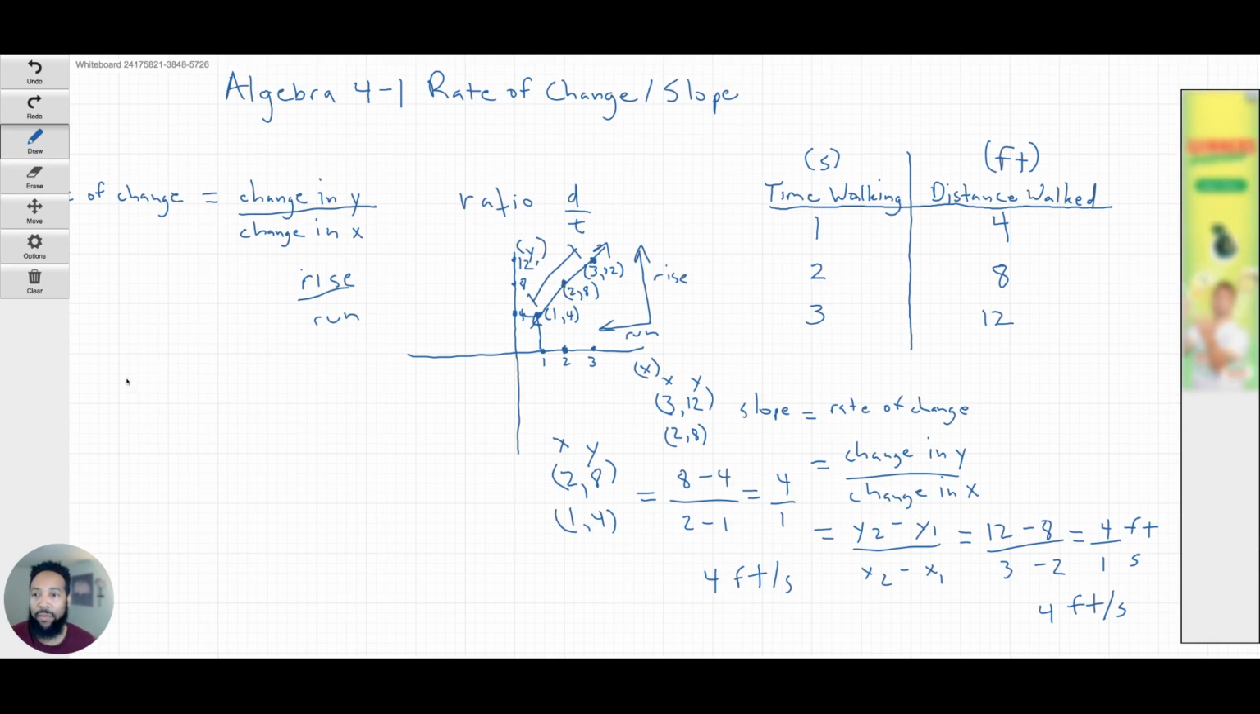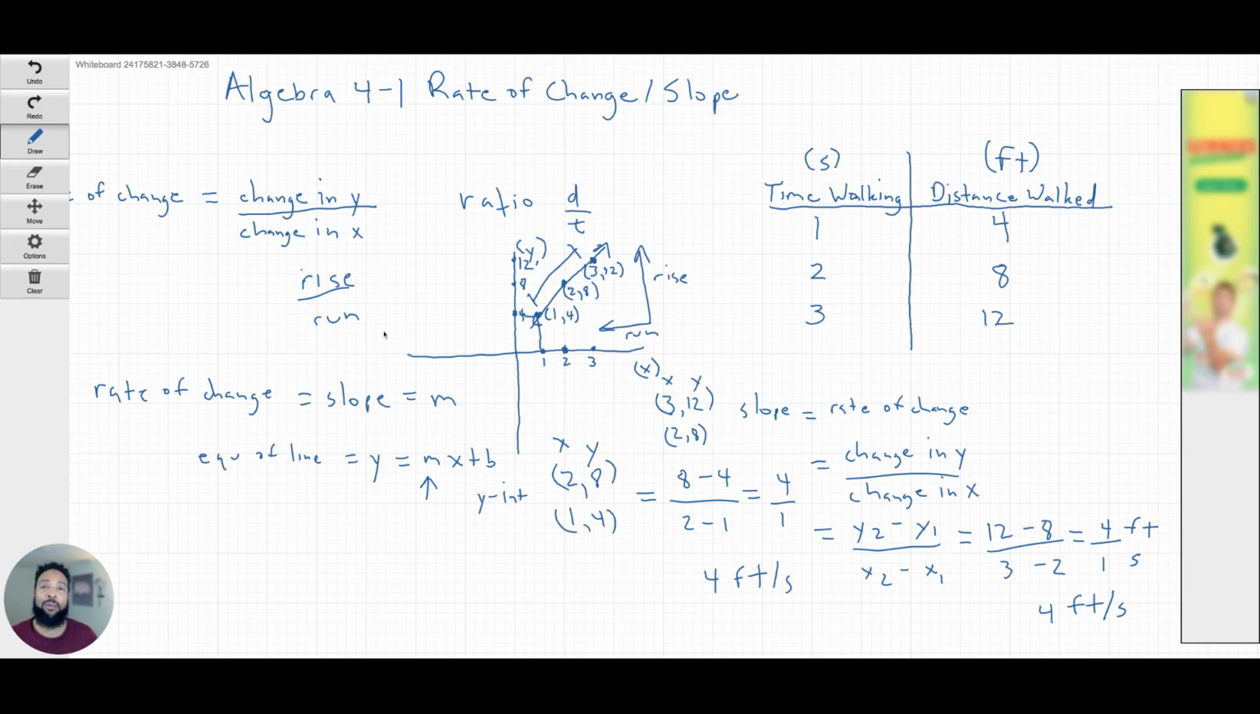So again, rate of change equals slope. Slope is represented by the letter M. And in another lesson, I'll show you how the slope is used to find the equation of a line. So the equation of a line is y equals mx plus b, where the m represents the slope, the b represents the y-intercept. But we'll talk about that in another lesson.